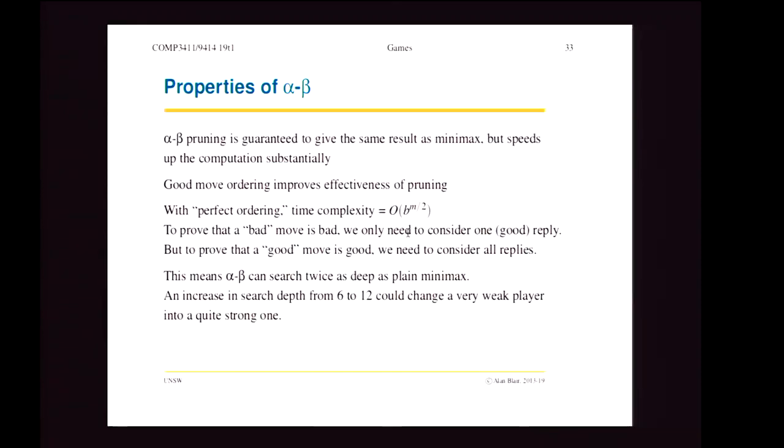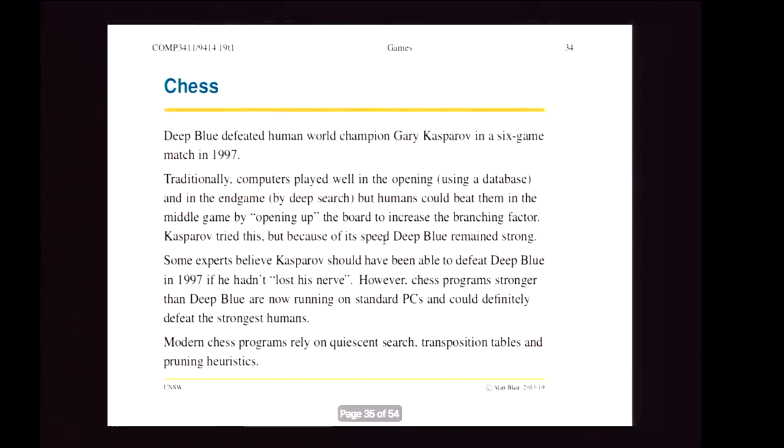And what this means in practice is that you can search twice as deep in the same computation time. So if with minimax search you could search to depth 7, then with alpha beta pruning you can search to depth 14. And with chess, if you search to depth 14, even if you have a pretty simple evaluation like just adding up the material, you can play a good game. Okay.